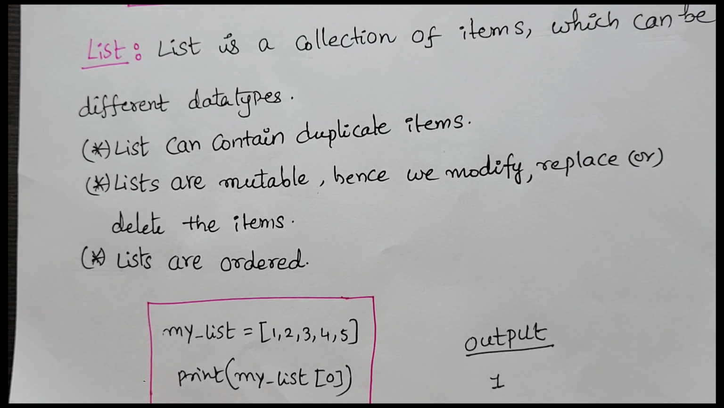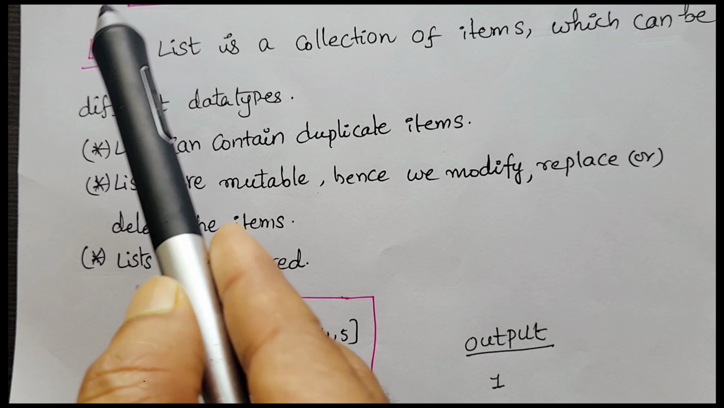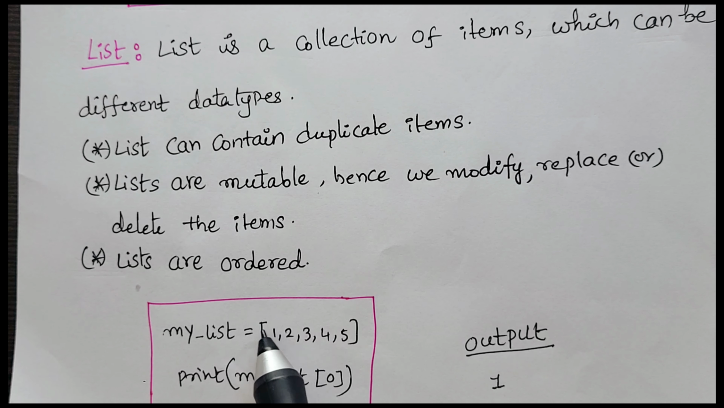Lists are ordered. Ordered means whatever data you entered in the list must stay in that order. Now you see, my list is equal to 1 2 3 4 5. One important point: you represent the list using square brackets. You must use square brackets. Print my list of 0. So this is my list of 0, my list of 1, my list of 2, my list of 3, my list of 4. I am printing my list of 0. The answer is 1. This is about the list.